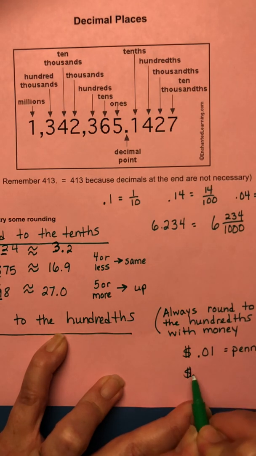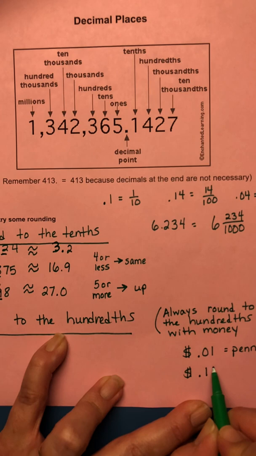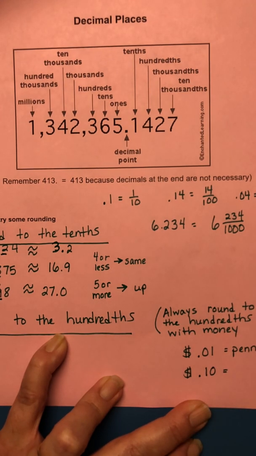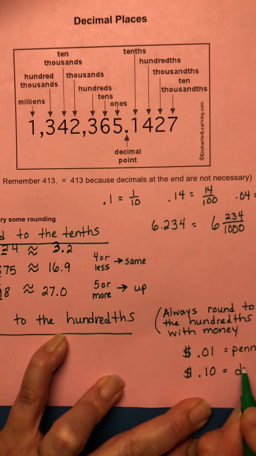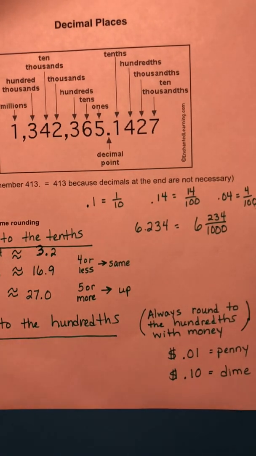And if I do this, same numbers, just in different placeholders, this is 0.10. I still put the 0. That lets me know it's 10 cents, and that's a dime. Okay, so I want to make sure that you guys remember that.